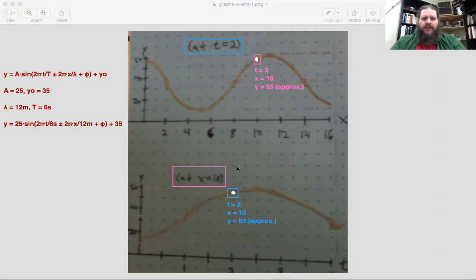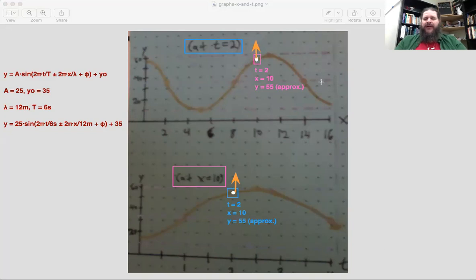It's going up. Yeah, this point is on its way up. As we go a little ways into the future, this point is on its way up because of the positive slope. So that means we can be more specific. We can say at t equals 2 and x equals 10, the y value is 55 and rising. That point is on its way up.